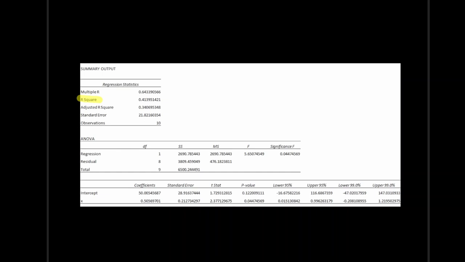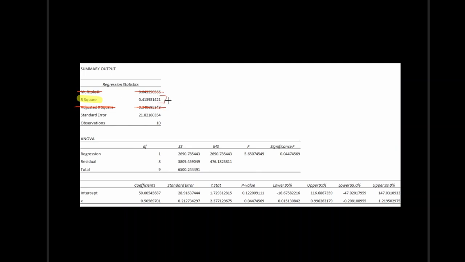Now, keep in mind, we also have multiple R and adjusted R square. Adjusted R square is for the case of multiple linear regression, that is, several values of X entering in. In our case, we don't, so we can ignore that. Multiple R, similarly, is not of relevance to us at this point, so we could ignore that. As we go through, what is of interest? Well, the R square, of course.